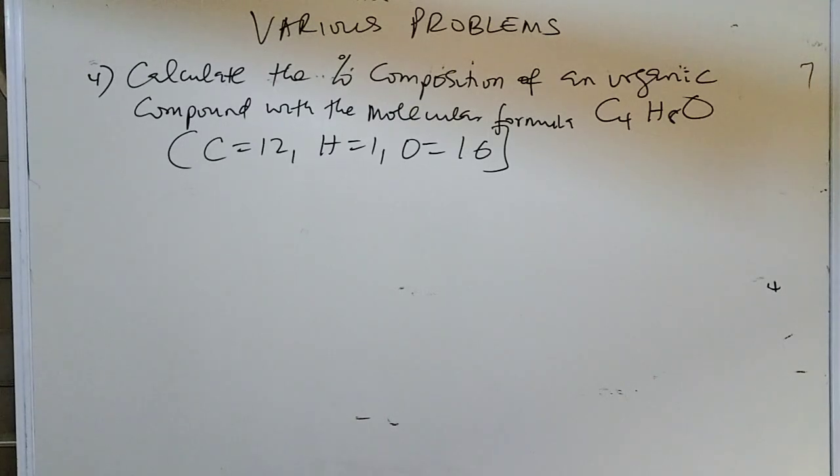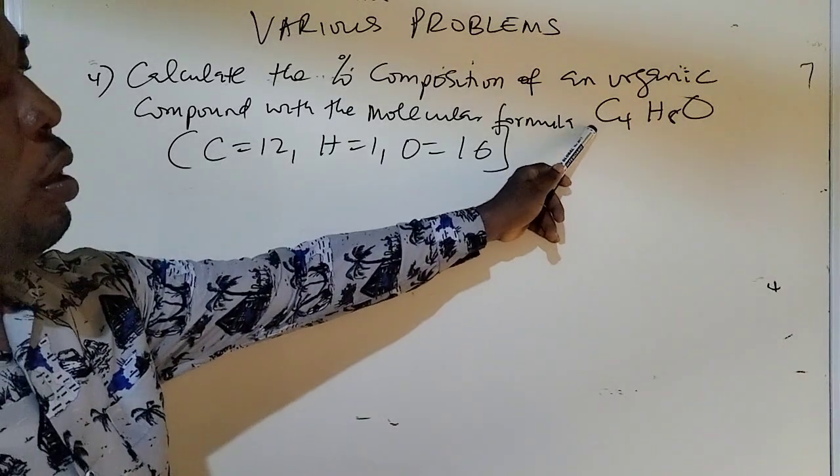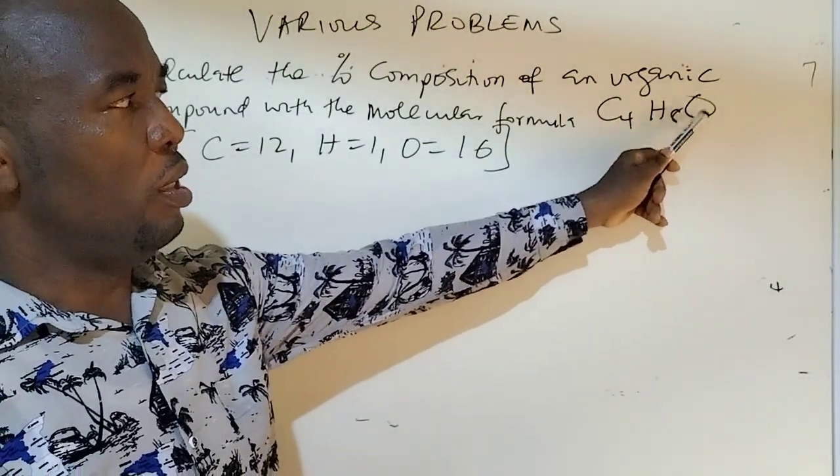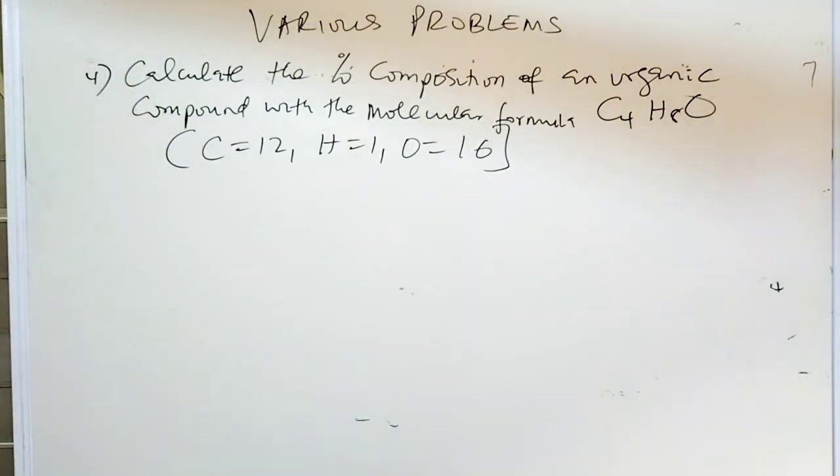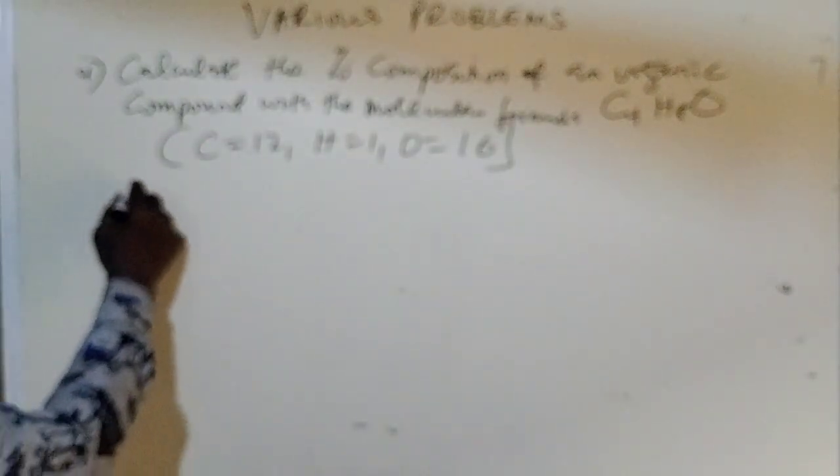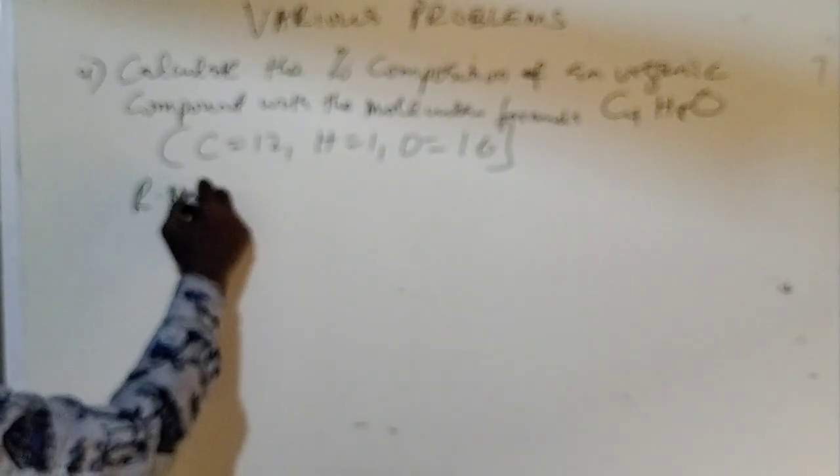Look at this question on the board that says, calculate the percentage composition of an organic compound with the molecular formula C4H8O. In this question, what it means is that we should find the percentage of each element in that compound. So we have to find the percentage of carbon, hydrogen, and oxygen in this compound. What do we do first?